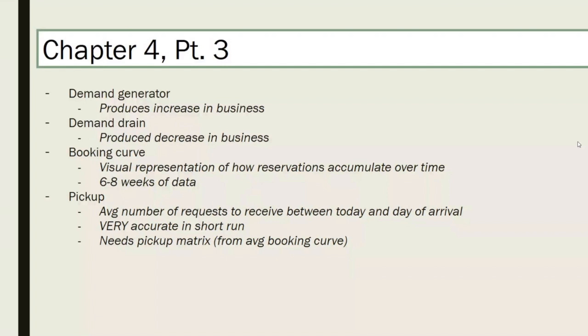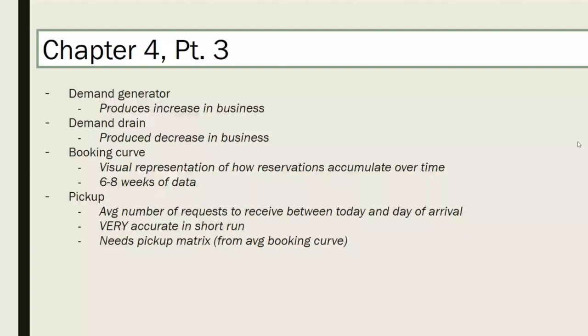In the short run, it's very, very accurate. When it's 3 or 4 days in advance, it's very accurate because you look at the demand and the bookings. There are very few times you book the day you go there. You tend to book 3 or 4 days in advance, or maybe 2 days in advance.